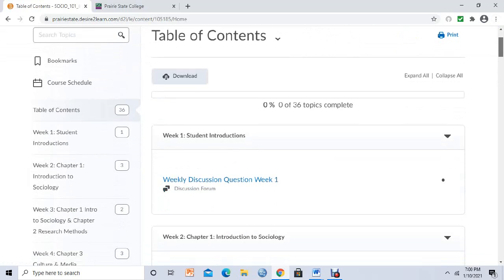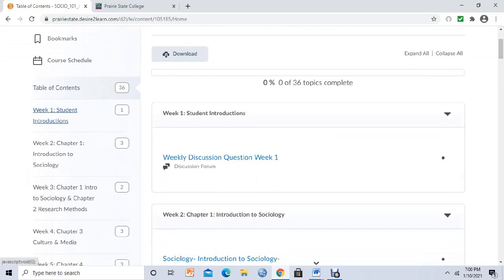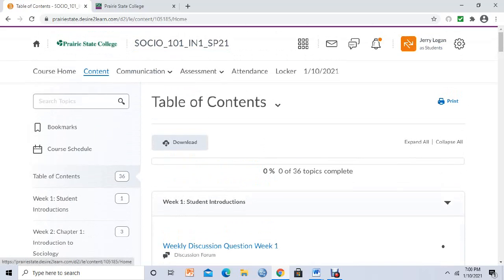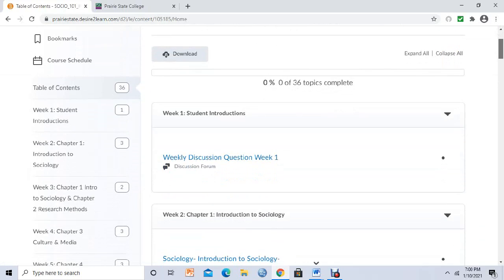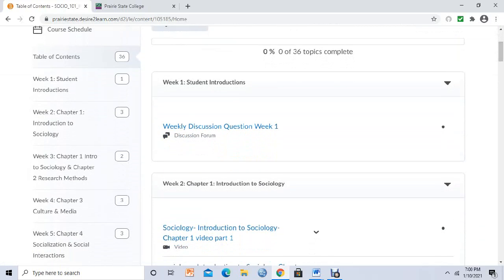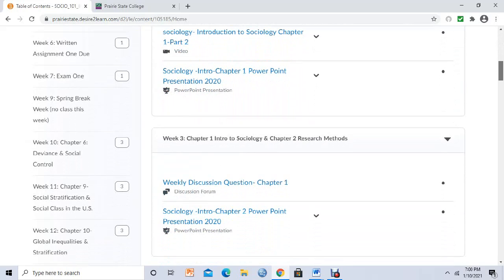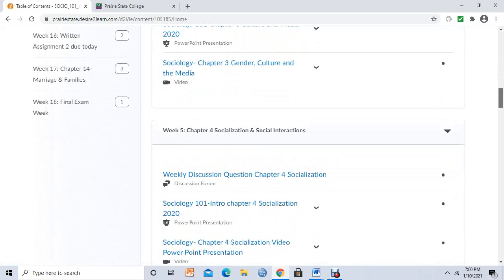Right here, table of contents, week 1. Just in case you missed it, you click on content, then table of contents, week 1. I made it easier for you, so you won't have to be searching. You can just click on week 1, week 2, week 3, 4, all these go down. Nothing happened in spring break. I'll give y'all some time to chill. Week 9, and then we go all the way down to week 18, the final exam. So click on that week.